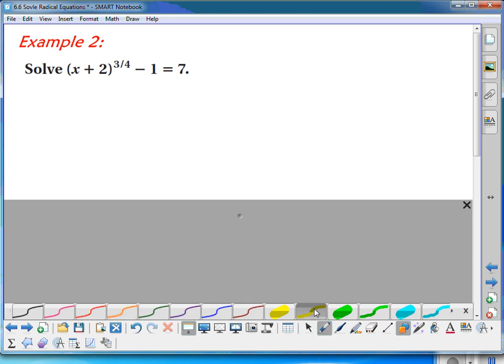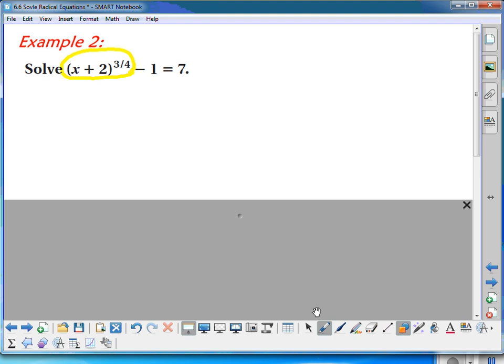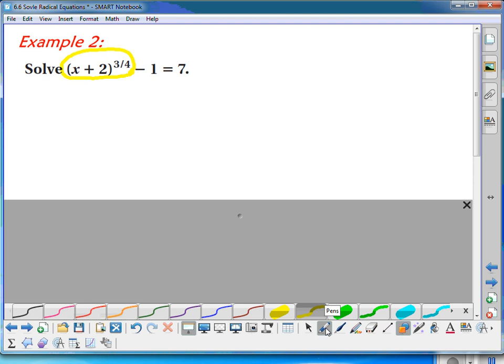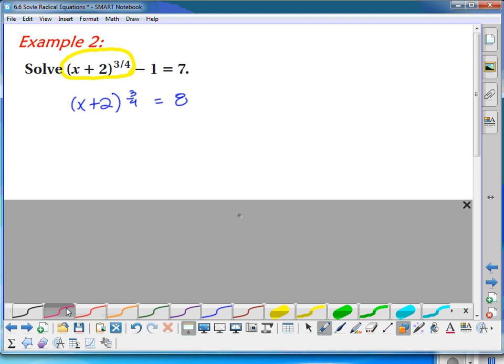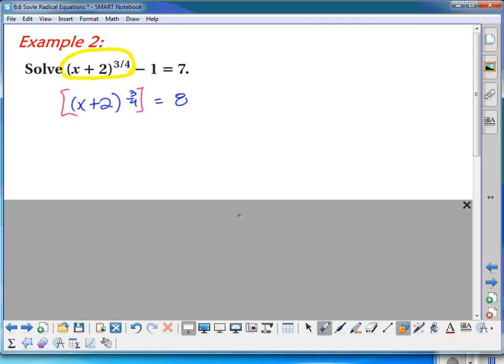I need to isolate the expression that's being raised to a fractional exponent. So in this particular problem, all I have to do is add 1 to both sides. And then I have x plus 2 to the 3/4 power is equal to 8. So when we raise a power to a power, what do we do to our exponents? We multiply them. So what can I multiply 3/4 times for it to essentially go away or become 1? 4/3, right. So I'm going to raise both sides to the 4/3 power. And that way I'm left with just x plus 2 on the left side.